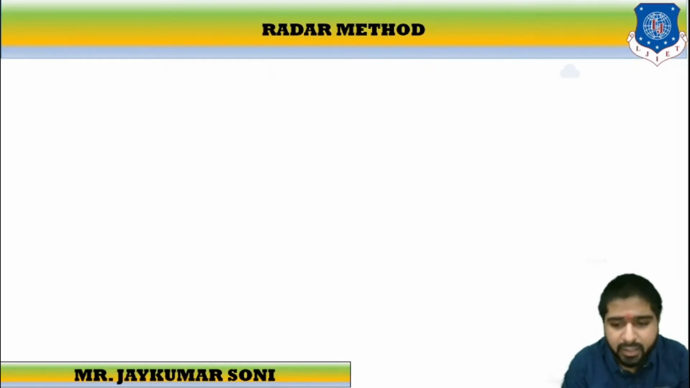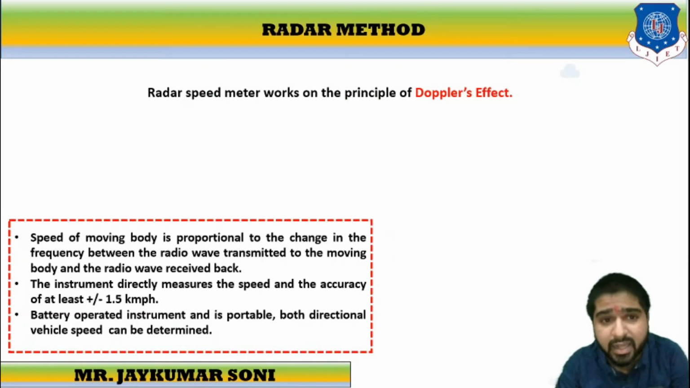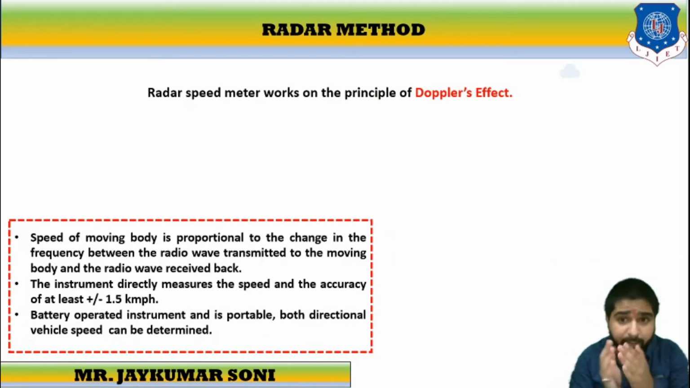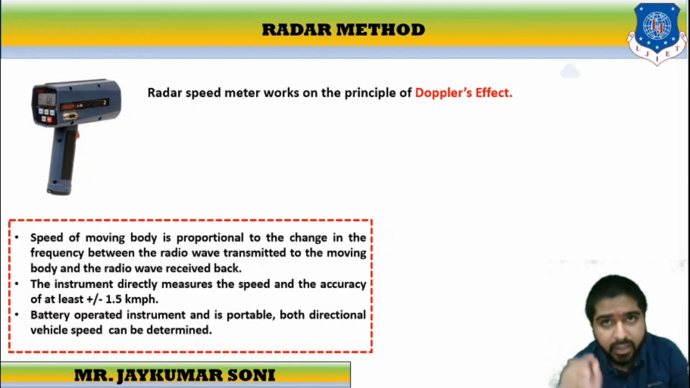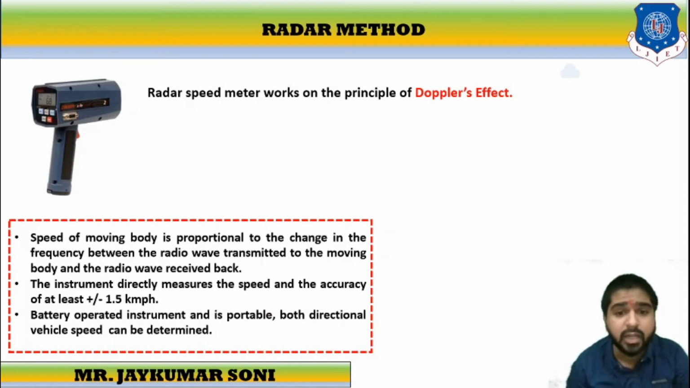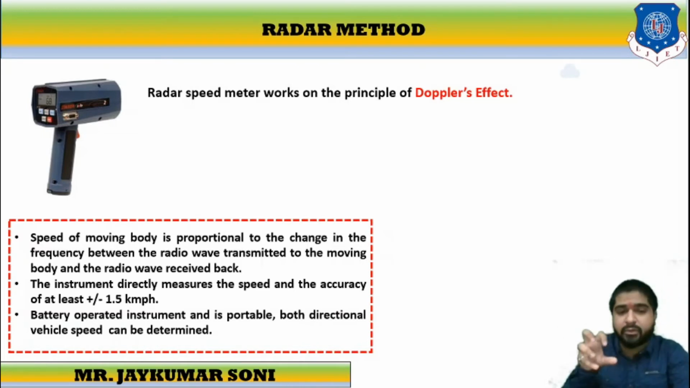Now the another method is radar method. The radar method, it is also called as radar speed meter. It works on the principle of Doppler's effect. It looks like this. Radar meters look like this. The speed of the moving body is proportional to the change in the frequency between the radio wave transmitted to the vehicle body and the radio wave received back.